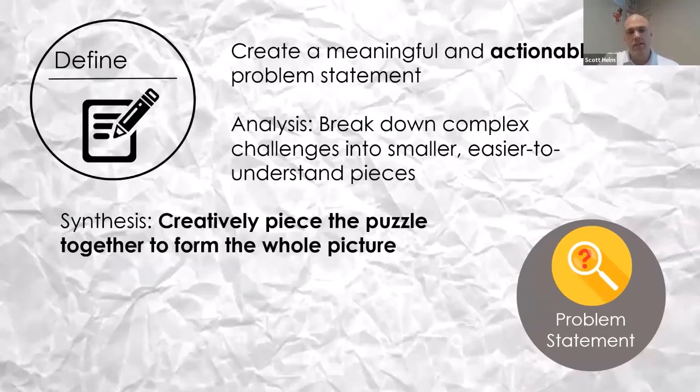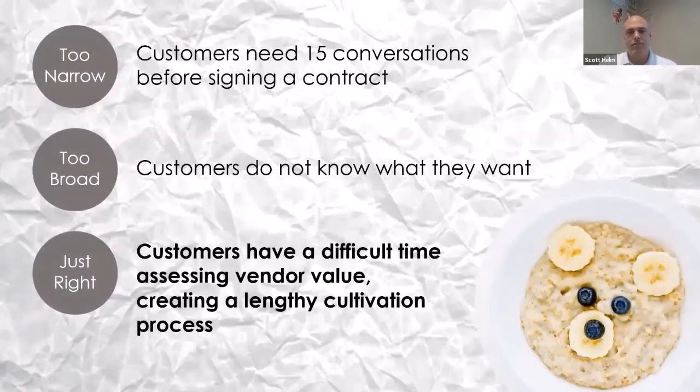And what we want it to be, though, is this: we're going to have a bit of a Goldilocks problem. You see my oatmeal there at the bottom. We don't want it to be too narrow or too broad. We want it to be just right. Now, one way to know that you've written a bad problem statement right off the bat is if your solution is in your problem statement, like, we need more money. Then that's not really a good problem statement, because you've written your solution into it already, right?